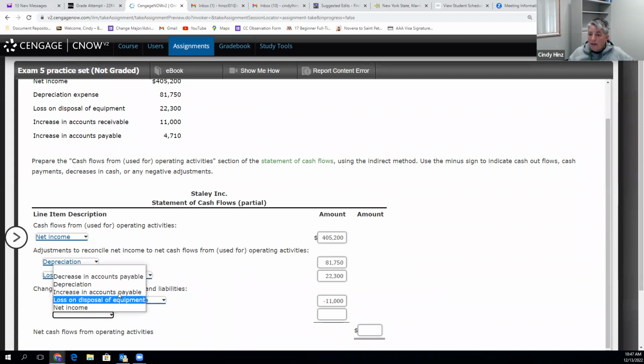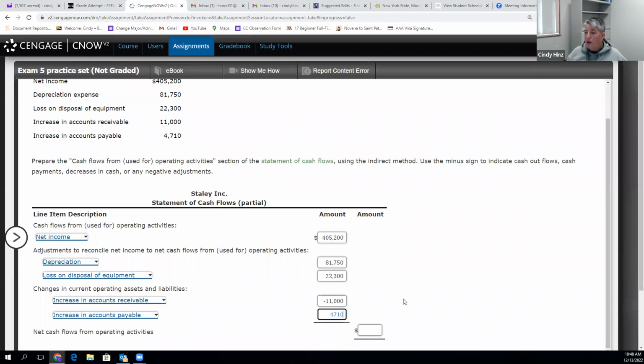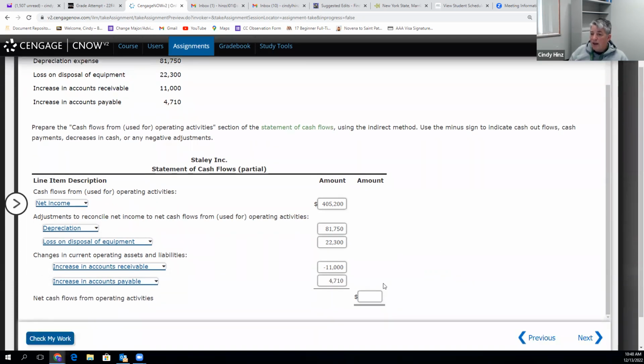On the other hand, an increase in a current liability, such as accounts payable, where does that come from? It means we recorded an expense, but we didn't yet pay the bill. And so we held on to our cash, and our cash would be higher than net income would lead us to believe. And so an increase in a current liability is shown as an addition to our cash. We held on to our cash longer.